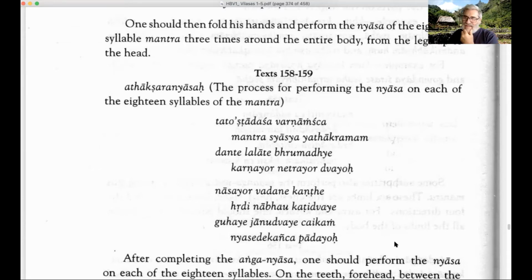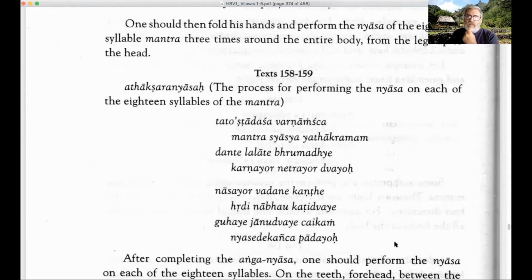So it's going to be 18 syllables which are going to be attached to these next nyasas. This is called Akshara Nyasa. Akshara means syllable. It can mean letter, but in this case, it means syllable, because normally when we see Sanskrit letters, we don't see them without a vowel. We see them as a syllable. A syllable means there's a consonant, but there's also a vowel attached to the consonant, right?